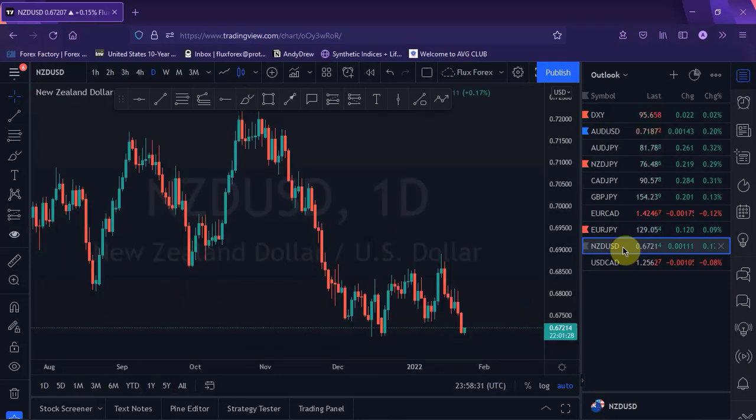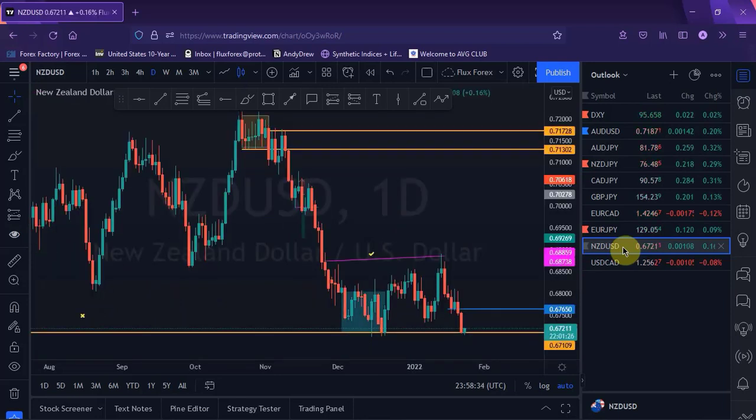Yeah, so just as I said on AUDUSD, my expectation on NZDUSD is still the same. Why? Because AUDUSD and NZDUSD are positively correlated pairs. When I say correlation, it simply means two or more pairs that move in the same direction.